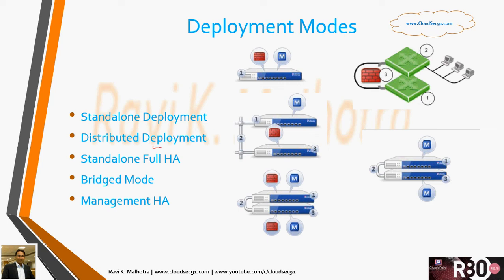But now the question is, when standalone deployment is available, where you can install the management station as well as the gateway on a single hardware appliance or maybe on a single virtual machine, what is the main reason why you need to go to the distributed deployment? And why would I go with the standalone full HA and all those things?